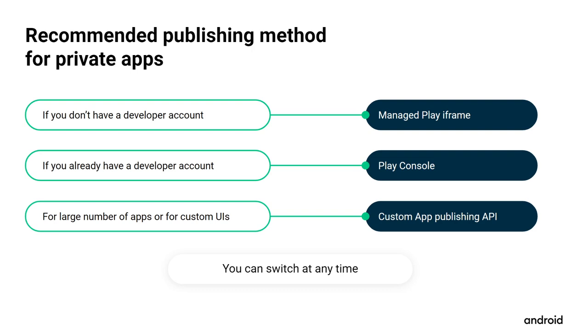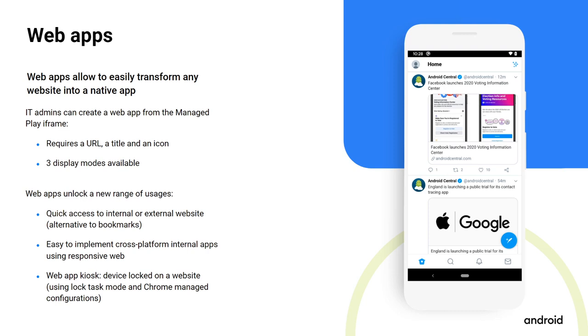So that was for private apps. Now let's talk about the third type of app you can publish using Manage Play, which is web apps. With web apps, you don't need to upload an APK like for public or private apps. Google generates the app for you. You just need to provide a URL, a title, and an icon. And you will be able to distribute and manage this app just like any native Android app.